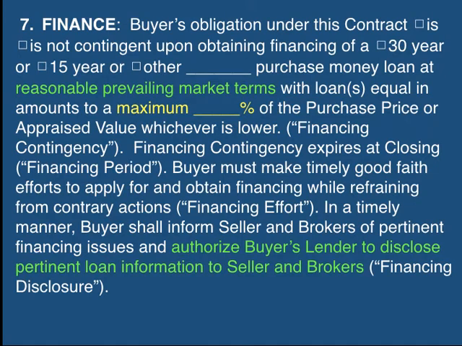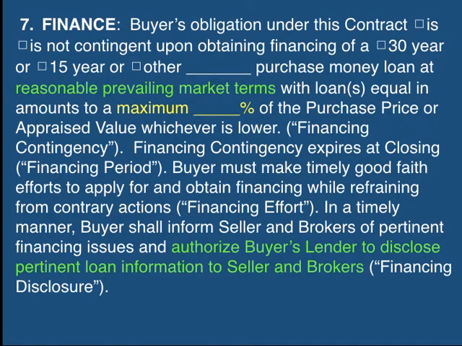I emphasize, if your buyer is mentioning that to you at all, you need to put it in that addendum, because this contract by itself is not going to protect him. If he can qualify for the higher rate, you have not protected him unless you use that addendum. Notice it says you're putting in a loan equal amounts to a maximum percent of the purchase price, appraised value. So if somebody's getting a 90% loan, they put 90% there. If they get a 100% loan, you put 100% there.